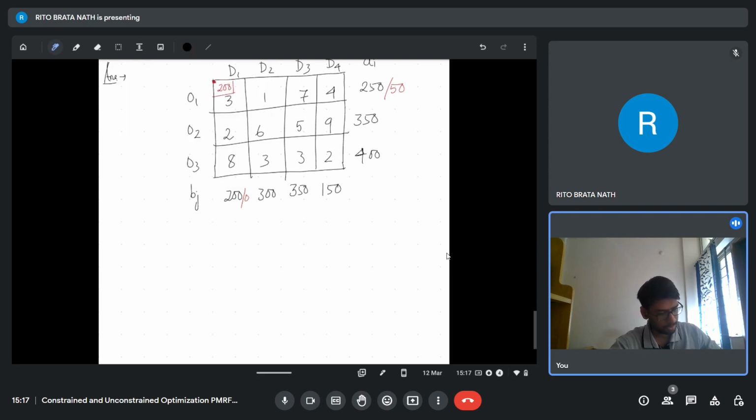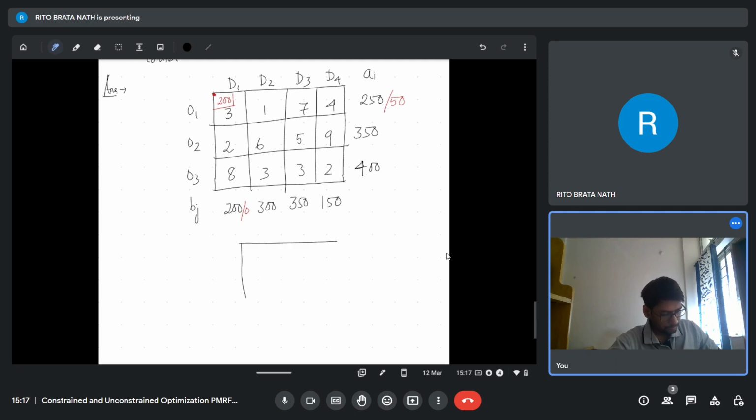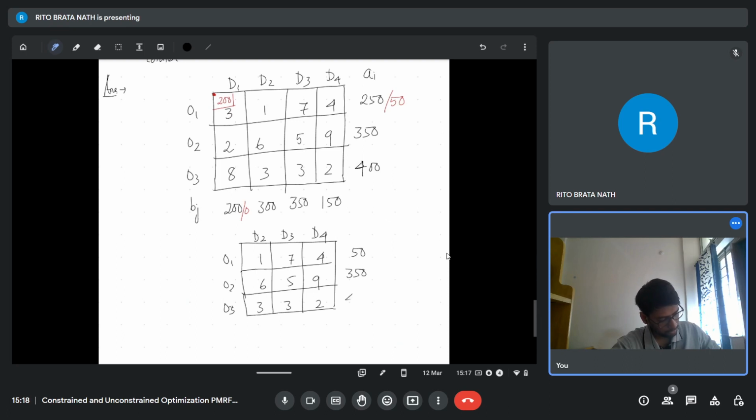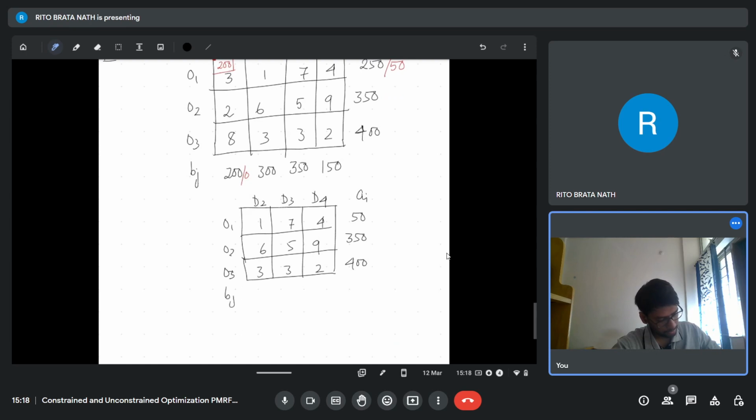Now let me write down the updated matrix by deleting the first column. So this is D2, D3, D4. This is O1, O2, O3. This is 1, 7, 4, 6, 5, 9, 3, 3, 2. This is 50, 350, 400. And this is 300, 350, 150.